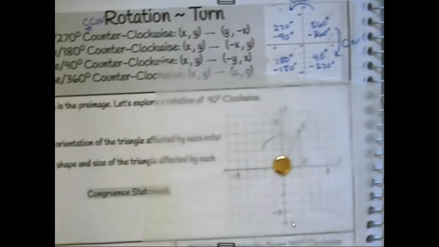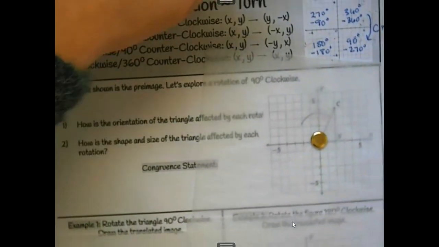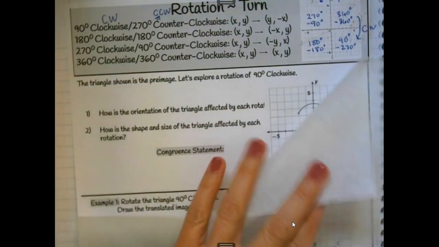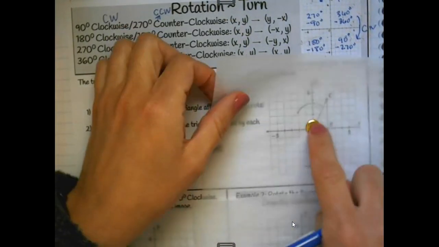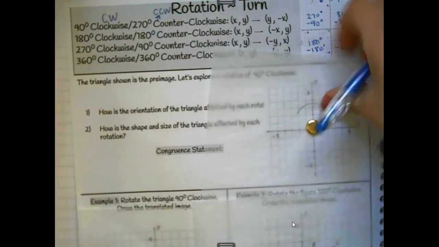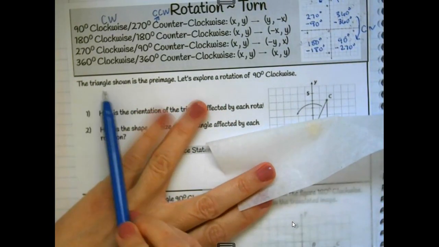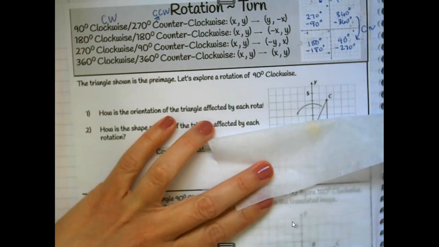All right, so we're going to take a look at the first triangle, and we're going to do an exploration with the first example. If you guys can remember, I had you stick your patty paper with a little brad on there. So let's read the directions and then see what we're going to do. It says the triangle shown is the pre-image. Let's explore the rotation of 90 degrees clockwise.